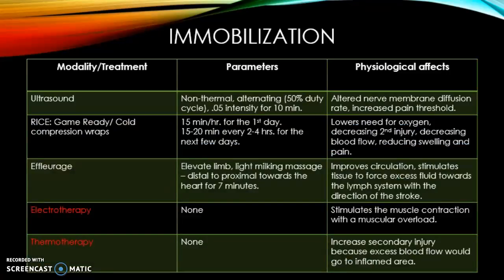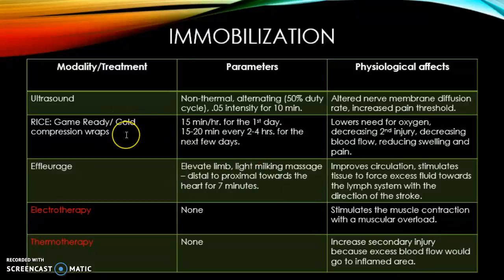I would like to use ultrasound at a non-thermal, alternating 50% duty cycle at a 0.05 intensity for 10 minutes. This will alter the nerve membrane diffusion rate and increase pain scale threshold. With ultrasound you do not want to use the 100% duty cycle. You will get the heat at that point, and at the bottom there's the thermal therapy in red. You do the same thing. It'll increase the secondary injury because of excess blood flow, and it will go to the inflamed area, and you would just set your patient back, and we don't want to do that.